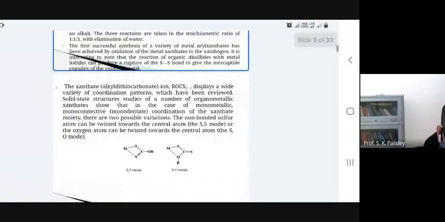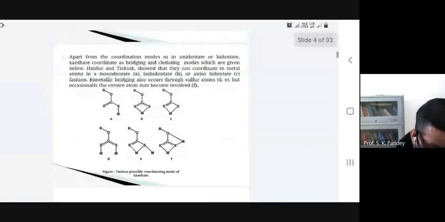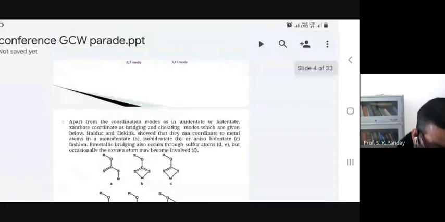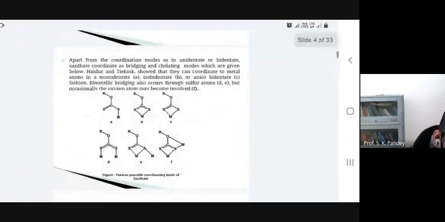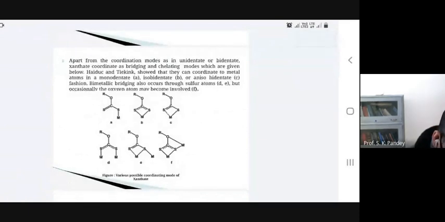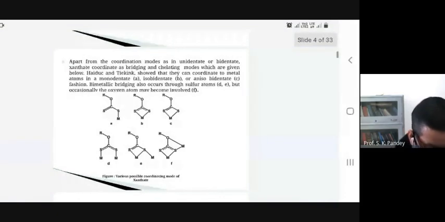The xanthate ion ROCS2 negative displays a wide variety of coordination patterns as shown below. It may coordinate to a metal in the SS mode or in the SO mode. Apart from these two coordinating modes, xanthate can also bind to the metal in the following ways as shown in the figure: as a monodentate ligand, in an isobidentate fashion, or it may also involve oxygen in its bonding.